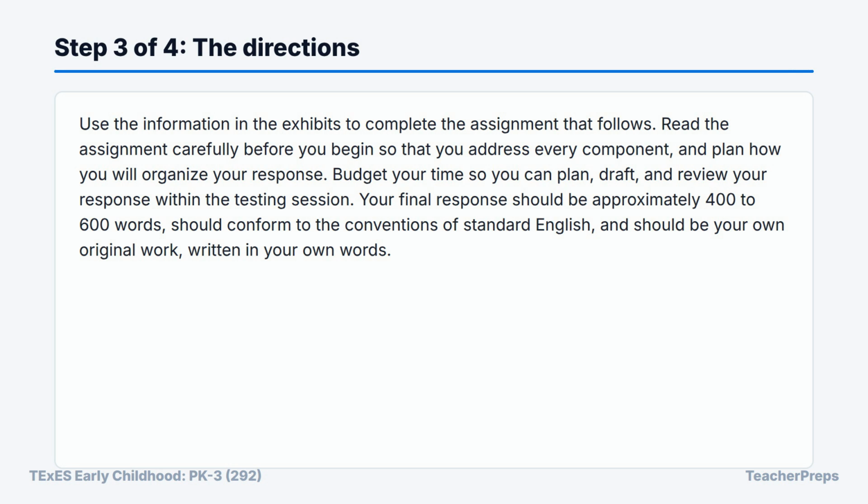Here are the directions. Use the information in the exhibits to complete the assignment that follows. Read the assignment carefully before you begin so that you address every component and plan how you will organize your response. Budget your time so you can plan, draft, and review your response within the testing session. Your final response should be approximately 400 to 600 words, should conform to the conventions of standard English, and should be your own original work, written in your own words.